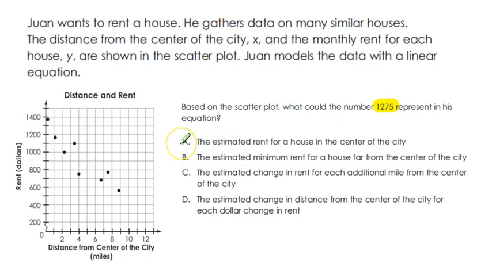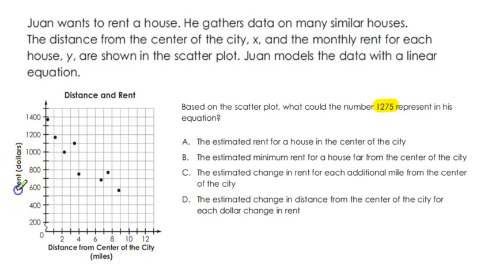So our options are the estimated rent for a house in the center of the city, the estimated minimum rent for the house far from the center of the city, the estimated change in rent for an additional mile from the center of the city, and the estimated change in distance from the center of the city for each dollar change in rent. So before we actually decide which one of these, let's go over here and look at our graph.